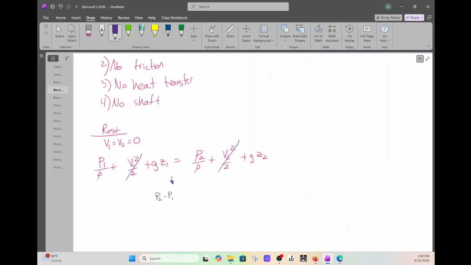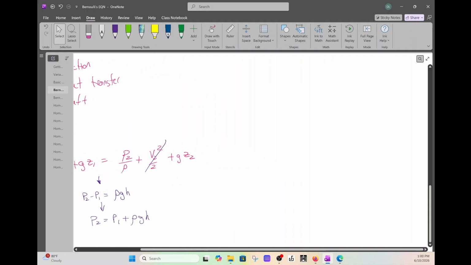P2 minus P1 equals rho GH, which we can say P2 equals P1 plus rho GH. That should look familiar. That is your hydrostatic or force equation or pressure equation as a function of height. So we can use Bernoulli's and actually kind of derive that pressure with height equation. Okay. Pretty cool.